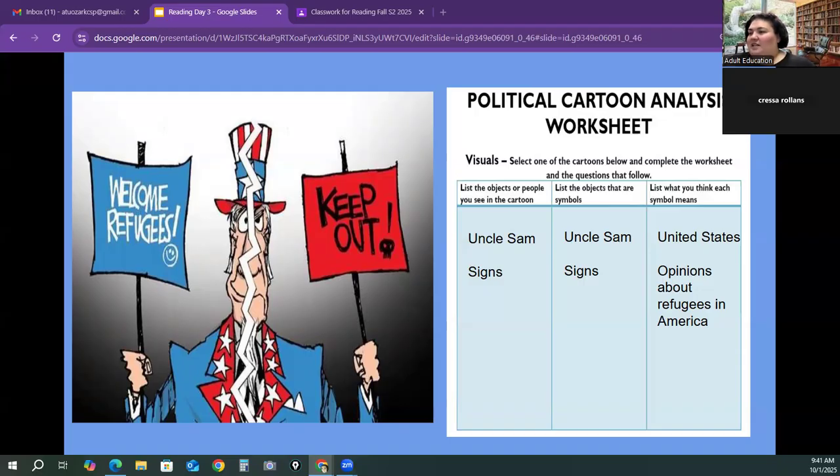But if you have America and he's split right down the middle, that just simply means that is where the U.S. is on the issue of refugees coming to America. We're split right down the middle. Some of us agree that we should welcome them. Some of us think that we should keep them out. That's all that political cartoon means. But we can break it down.